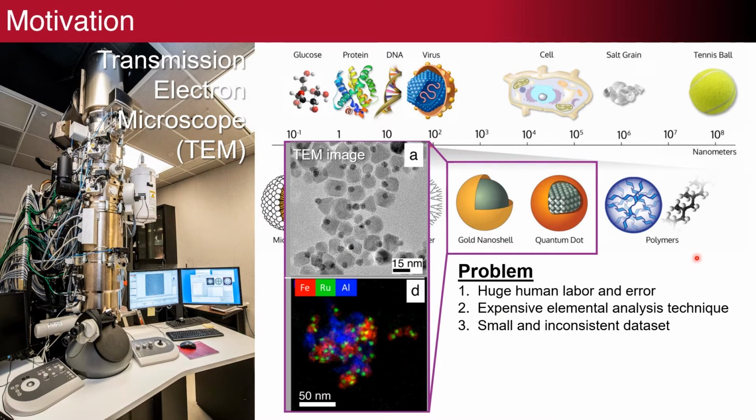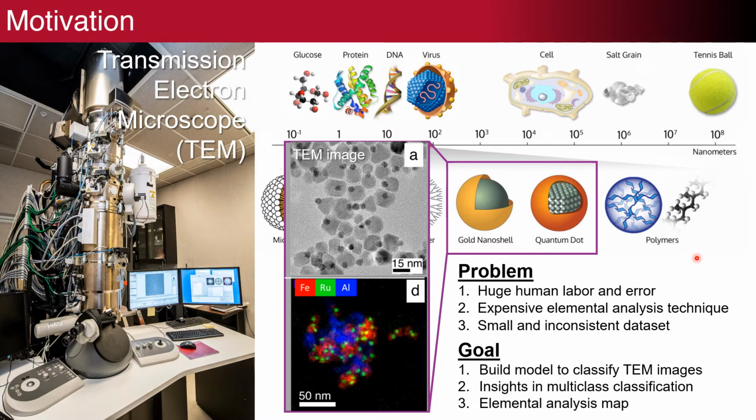However, our research group is a very heavy TEM user. Therefore, in the past several years, we have built a huge data set of such images, which is able to help us build a model for some classification task, first of all. And after we gain insights into the classification, we hope to build such an elemental analysis map by using this model.